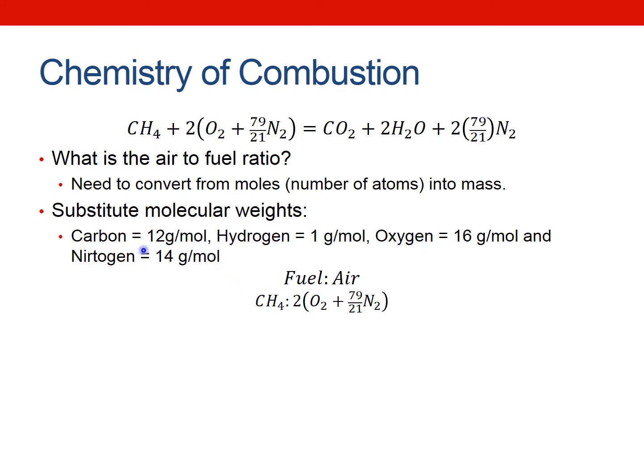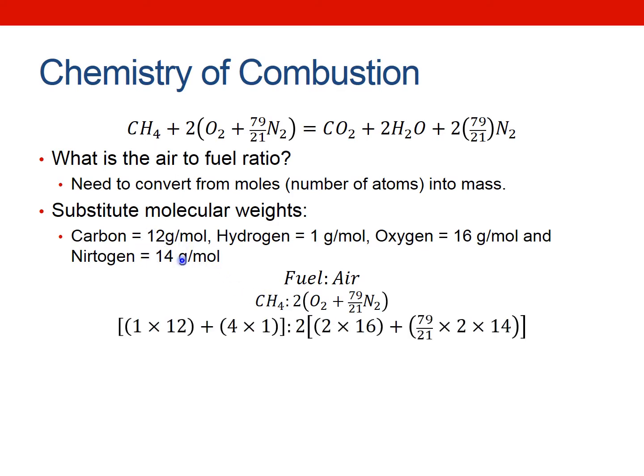Now we're going to start substituting in these atomic weights. So on the left hand side we have 1 carbon, so 1 times 12, plus 4 hydrogens, 4 times 1, and that gives us 16. We've got 2 lots of O2, so it's 2 times 16, plus this fraction times, you've got 2 nitrogens, 2 times 14, and if you work that out you get to a ratio of 16 to 274.